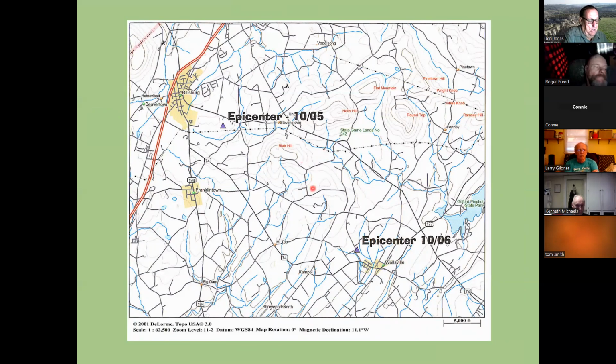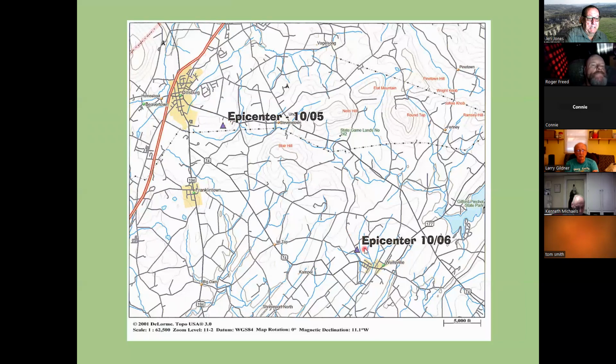I've done a program on Dillsburg here in the Zoom Rock Room before. But October 5th, 2008 was the first one. And it was centered just about a mile east of Dillsburg, right there.